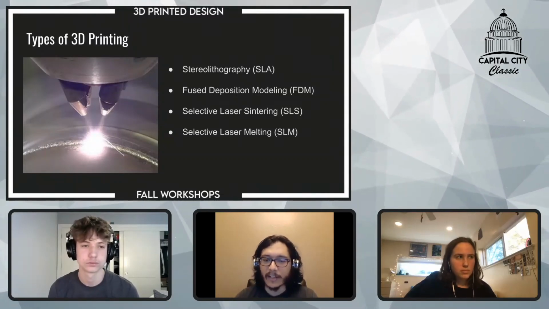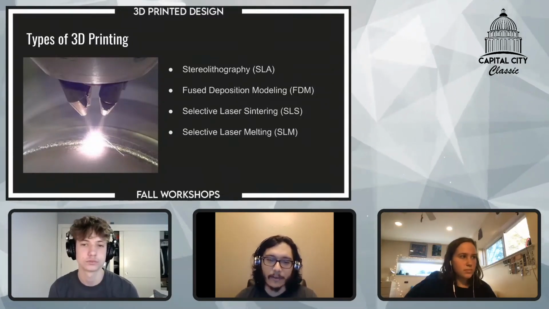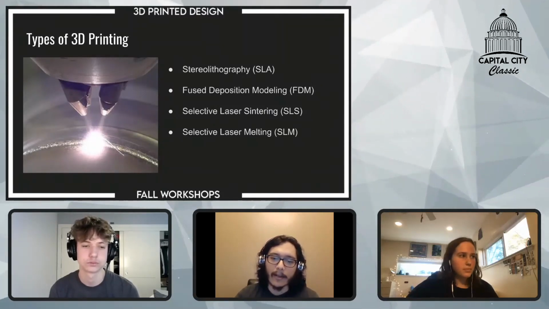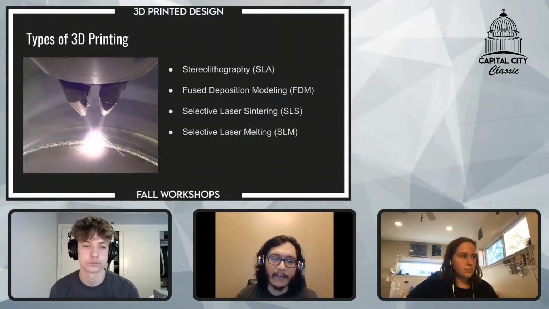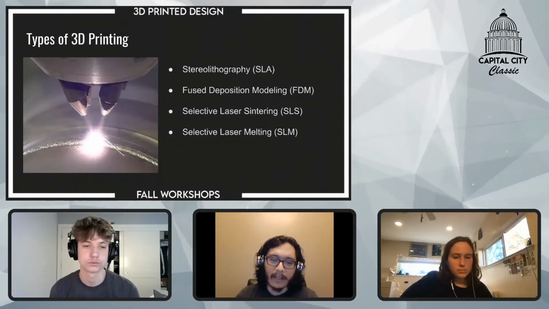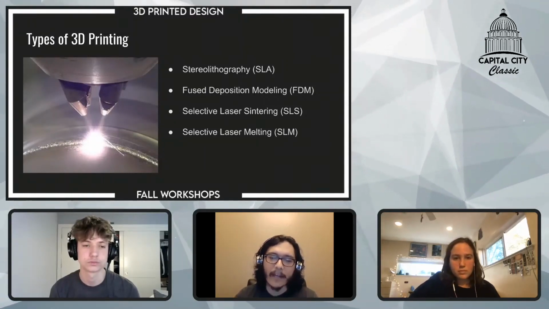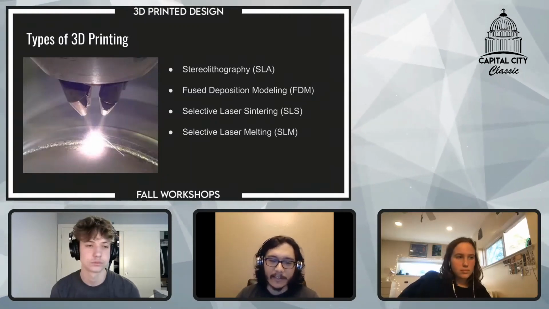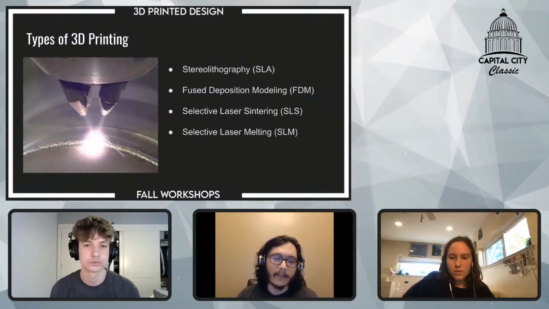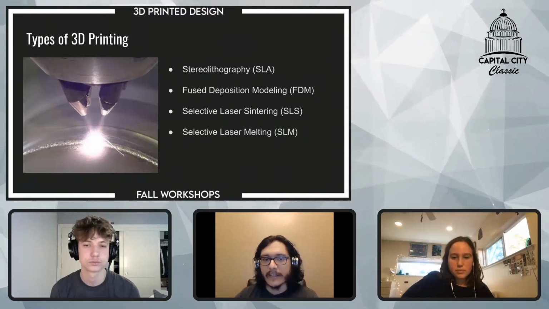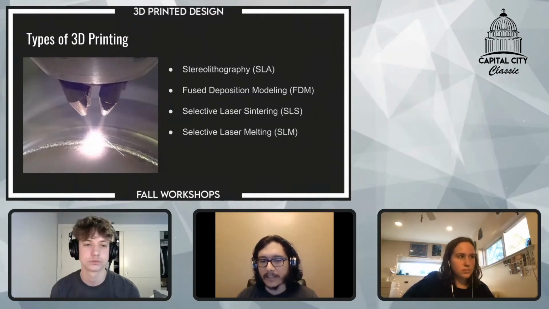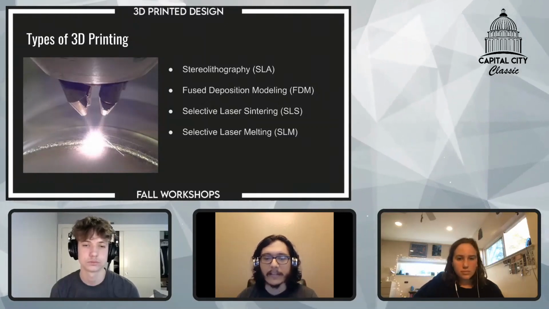Selective laser sintering, you're firing a laser into, usually you have a bed of essentially fine particles of metal, and you lay down a bed of it, just so that it's flat. And by firing a laser at certain particles, you're able to heat them up enough that they adhere to each other. And then selective laser melting, it's very similar, but you're actually fully melting the material to get it to bind to itself.